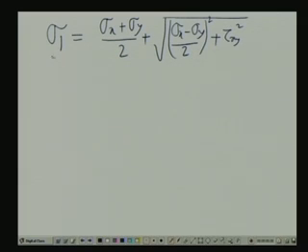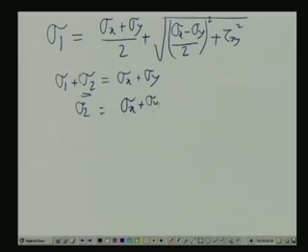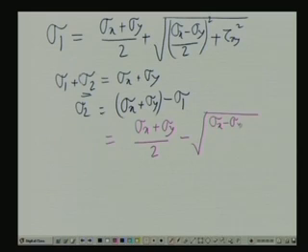Now, we have seen that the summation of the normal stresses is constant: sigma x plus sigma y is equal to sigma x dash plus sigma y dash, which should be equal to sigma 1 plus sigma 2, because these are the two normal stresses acting on two perpendicular planes. So, you can write sigma 1 plus sigma 2 equals sigma x plus sigma y. Hence, sigma 2 is sigma x plus sigma y minus sigma 1, and sigma 1 being given by this, we can write sigma 2 as (sigma x plus sigma y)/2 minus the root of ((sigma x minus sigma y)/2)^2 plus tau x y squared.